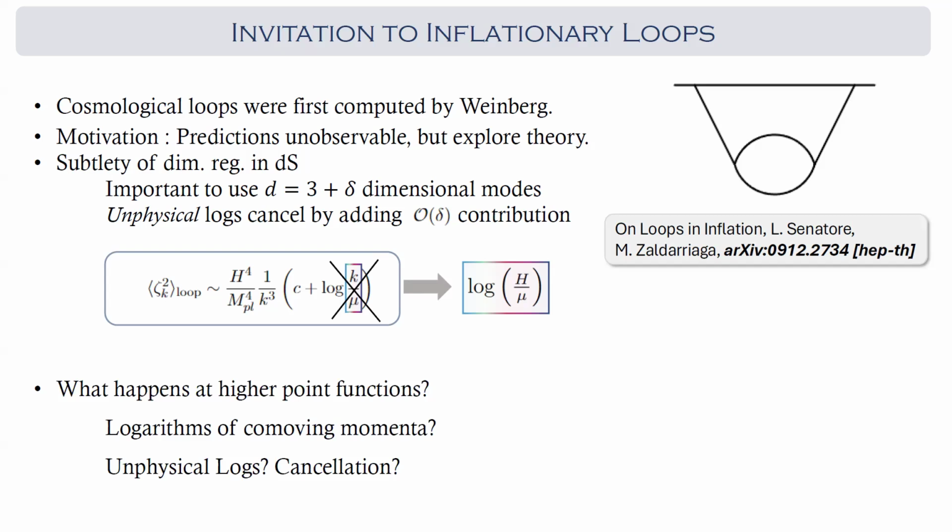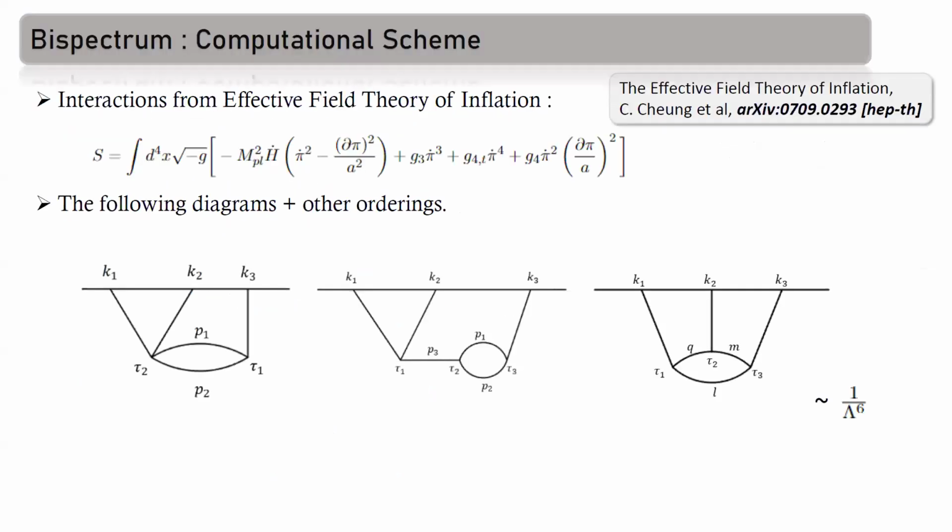That's absolutely right. So motivated by this, we asked the question of what happens for 3-point functions. In particular, since you have translation invariance, both the legs of the power spectrum are imposed to have the same scale. This is not true for the bispectrum, and you can get richer structure. In particular, you can get logs of ratios of co-moving scales. We were also interested in seeing whether you get such unphysical logarithms for higher point functions as well, and whether they also cancel if you just account for the order delta correction.